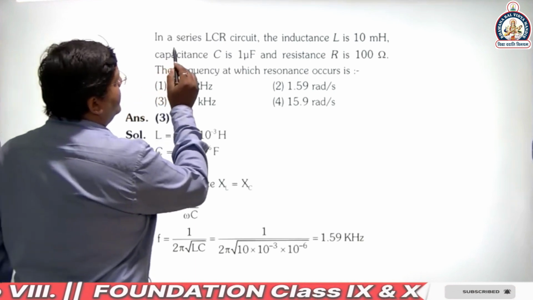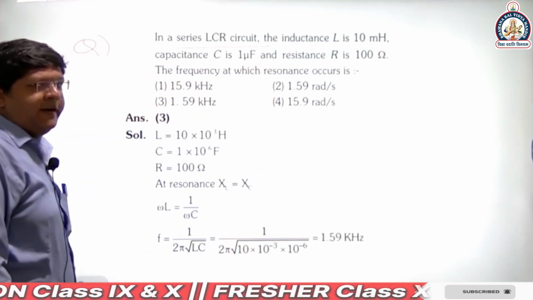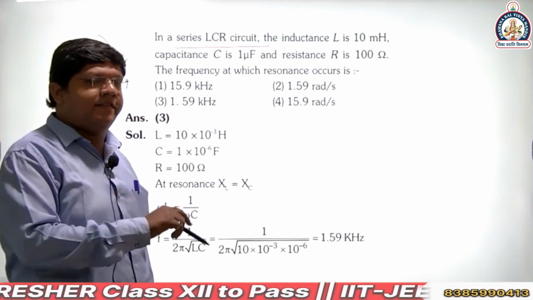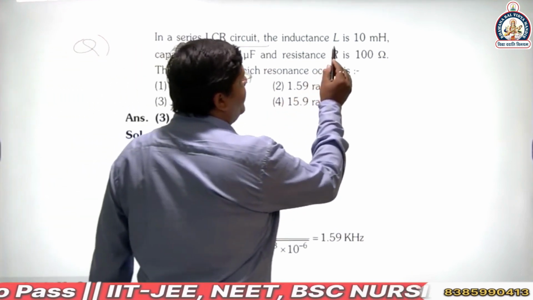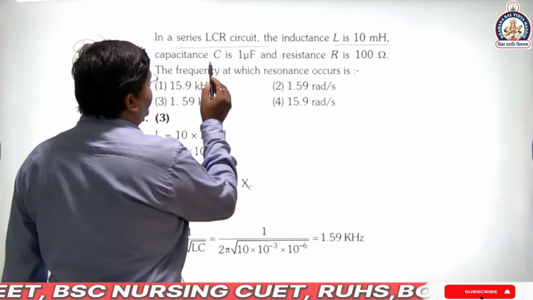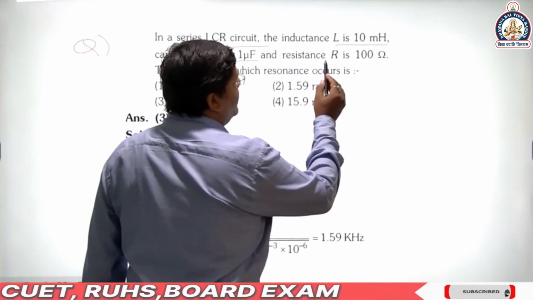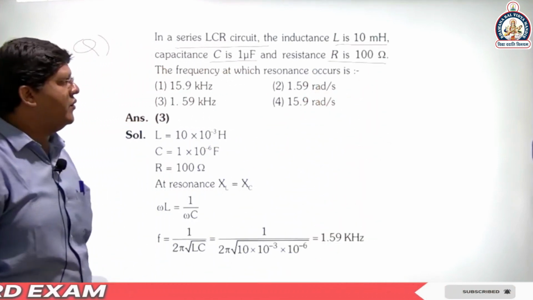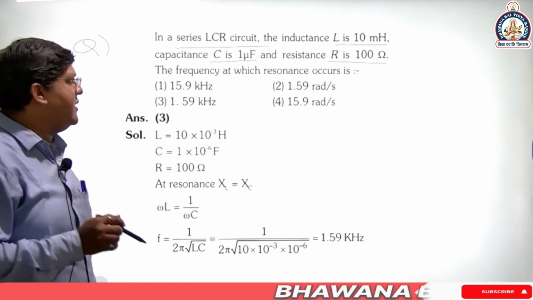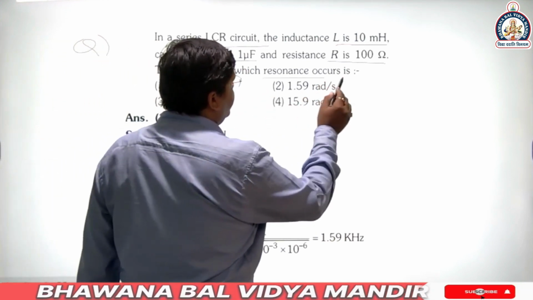says there is a series RLC circuit. We are provided with three elements R, L and C. The value of L is 10 millihenry, the value of capacitance is 1 microfarad and the value of resistance is 100 ohms. Now we are asked about the frequency at which resonance occurs.